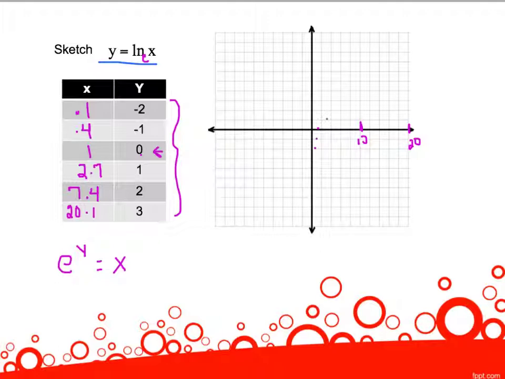7.4 would be at 2. And 20.1, so we're just out past 20, is up here at 3. And notice that that does look like our other exponentials. We start steep, I mean, and we flatten out as we go. Kind of pretend we hit that dot. And notice that we did pass through the point 1, 0.